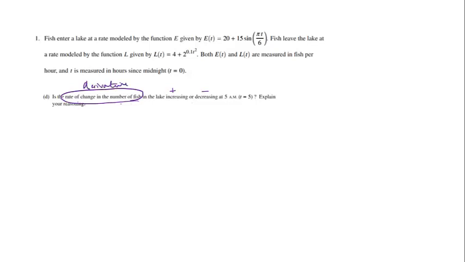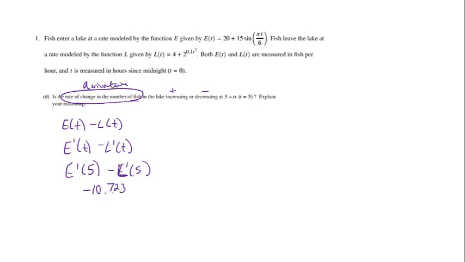The rate of change in the number of fish is E of t minus L of t. If I want to take the derivative of that, that would actually be E prime of t minus L prime of t, which means now I need to evaluate E prime of 5 minus L prime of 5. If you type that in, I believe I got negative 10.723. And since that number is less than 0, I'm just going to say decreasing. And then I will say because E prime of t minus L prime of t is less than 0.